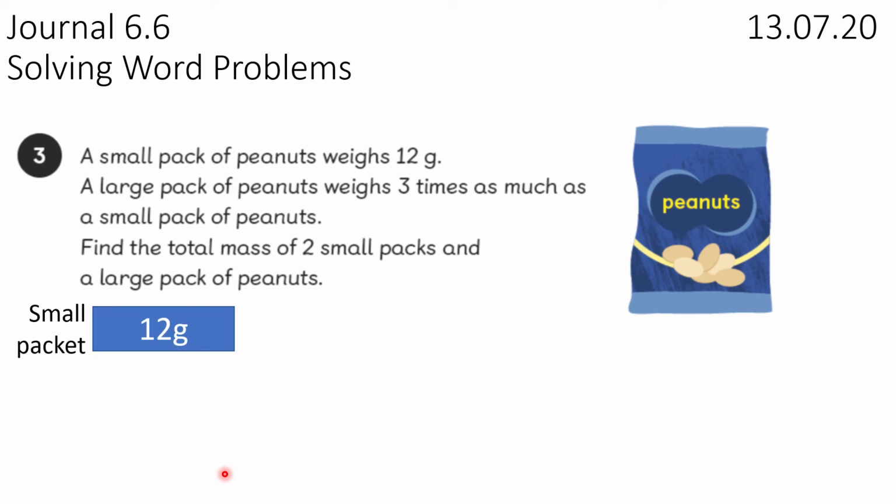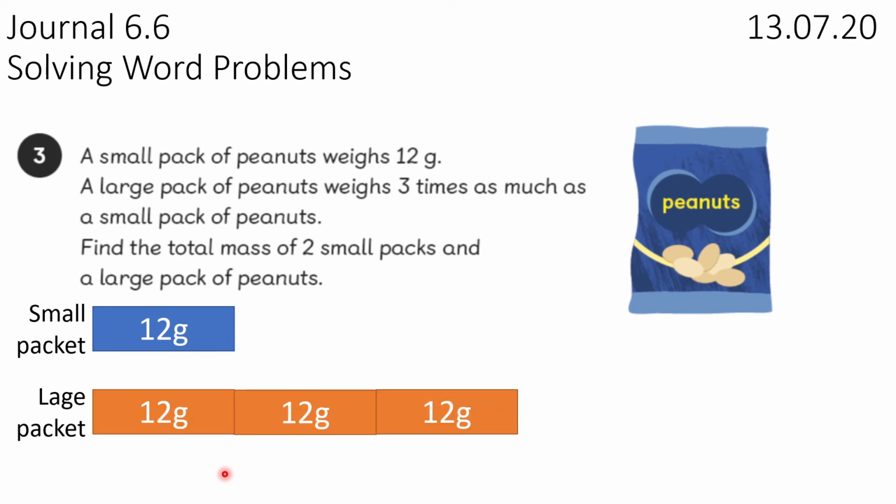So if we know a small packet is 12 grams and a large packet is 1, 2, 3 times as much. Now we should know this from our 3 times tables. 3 times 12. Now I know straight away 3 times 10 is 30. Add another 3 would be 33 and another 3 to make 12 threes would be 36 grams. Now the question said find the total mass of 2 small packets and 1 large packet. So that's going to be 12, add 12, add 36.